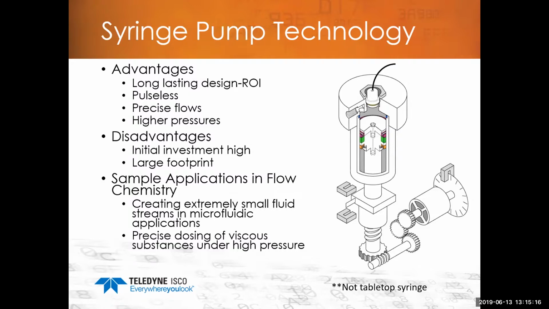In sample applications in flow chemistry, you create an extremely small fluidic stream for microfluidic applications, very, very precise and steady and straight. You can precisely dose viscous substances under high pressure also. So if you have a tarry or a gummy type substance, a syringe pump is a good way to get that done, when you need very precise flow.